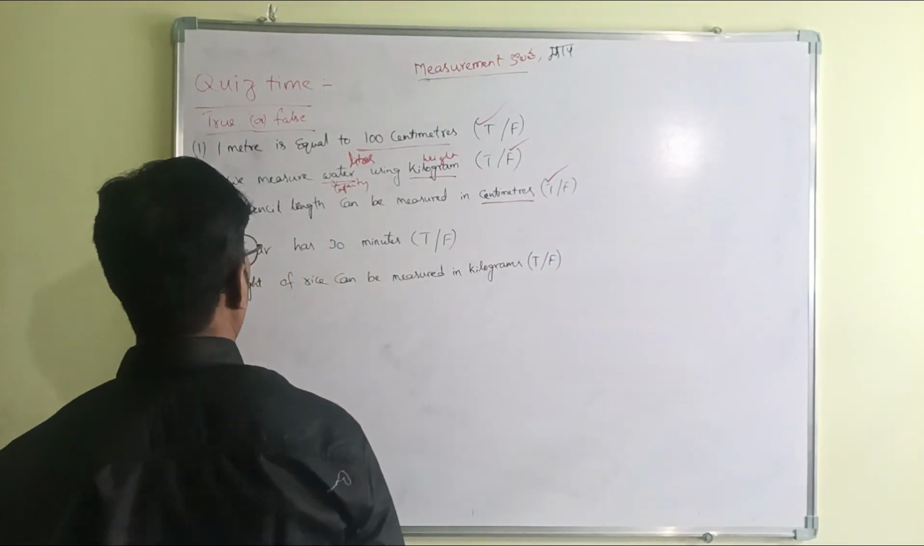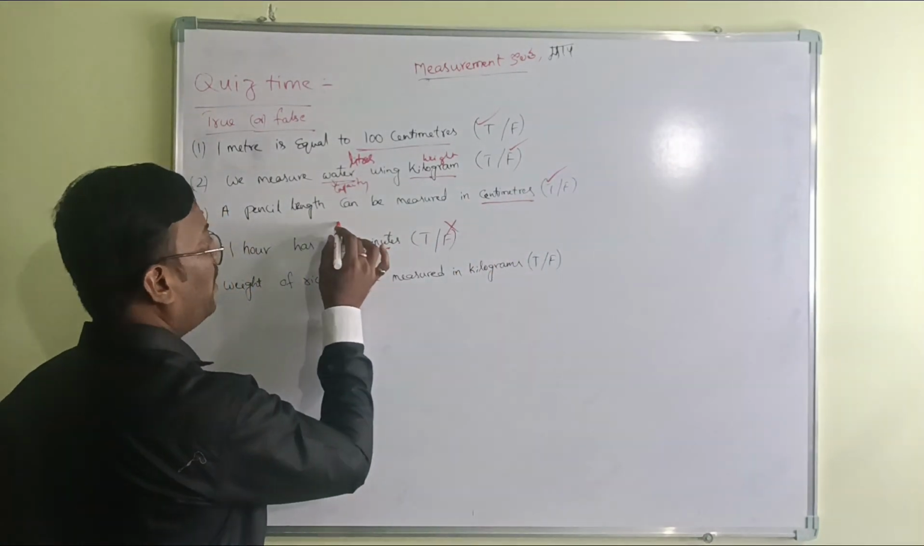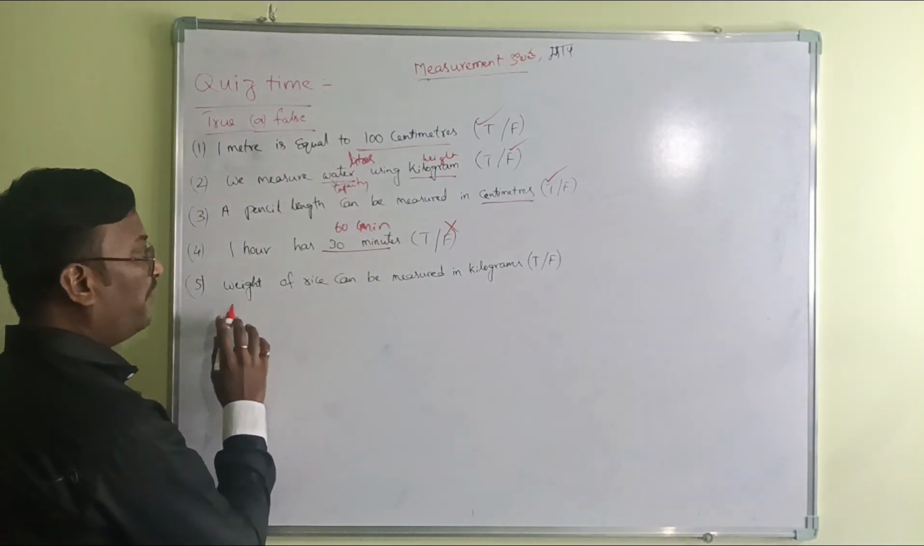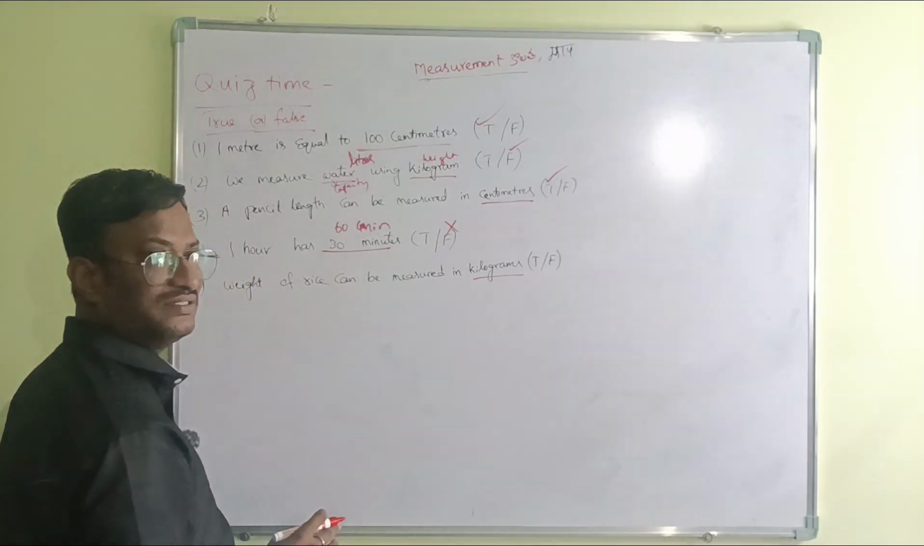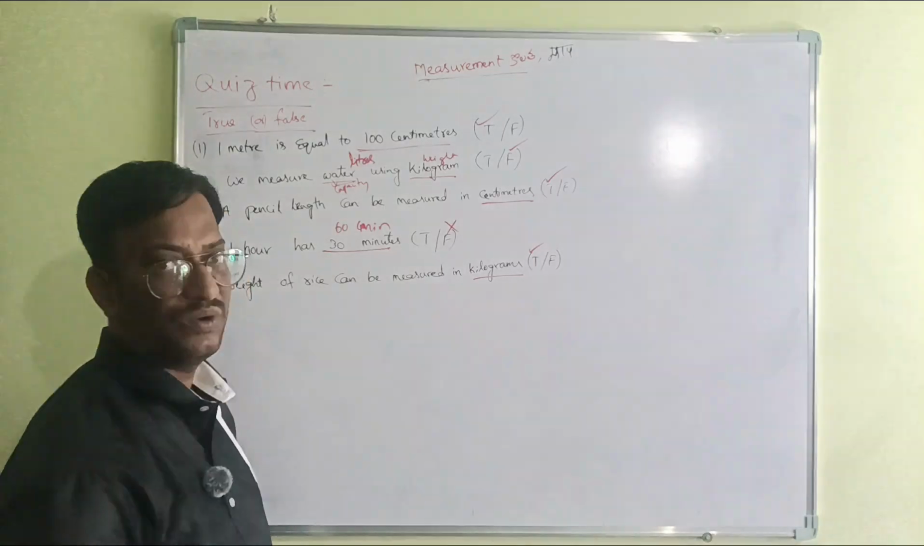Right. Good. 1 hour is equal to 30 minutes. Is it correct? No. 1 hour is 60 minutes. Okay. Right. Weight of the rice bag can be measured in kilograms. Is it right? Yes, it is right. It is measured in kilograms.